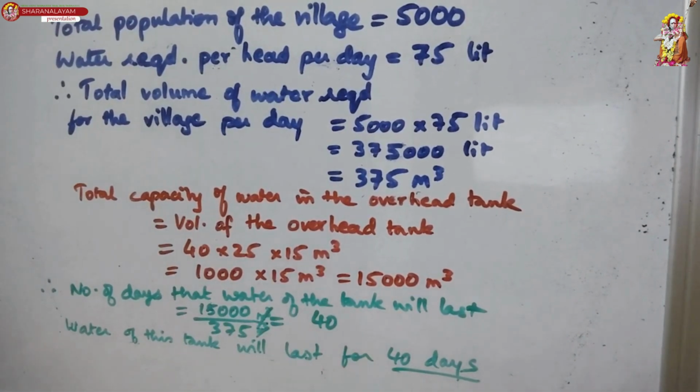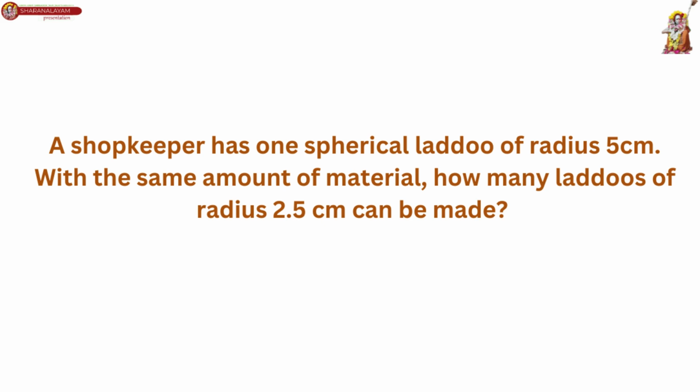Now the number of days that the water of the tank will last is equal to the total capacity of water in the water head tank divided by the total volume of water required for the village per day. That is equal to 15,000 meter cube divided by 375 meter cube. That gives us 40. So, the water of this tank will last for 40 days. That's the answer. Next question.